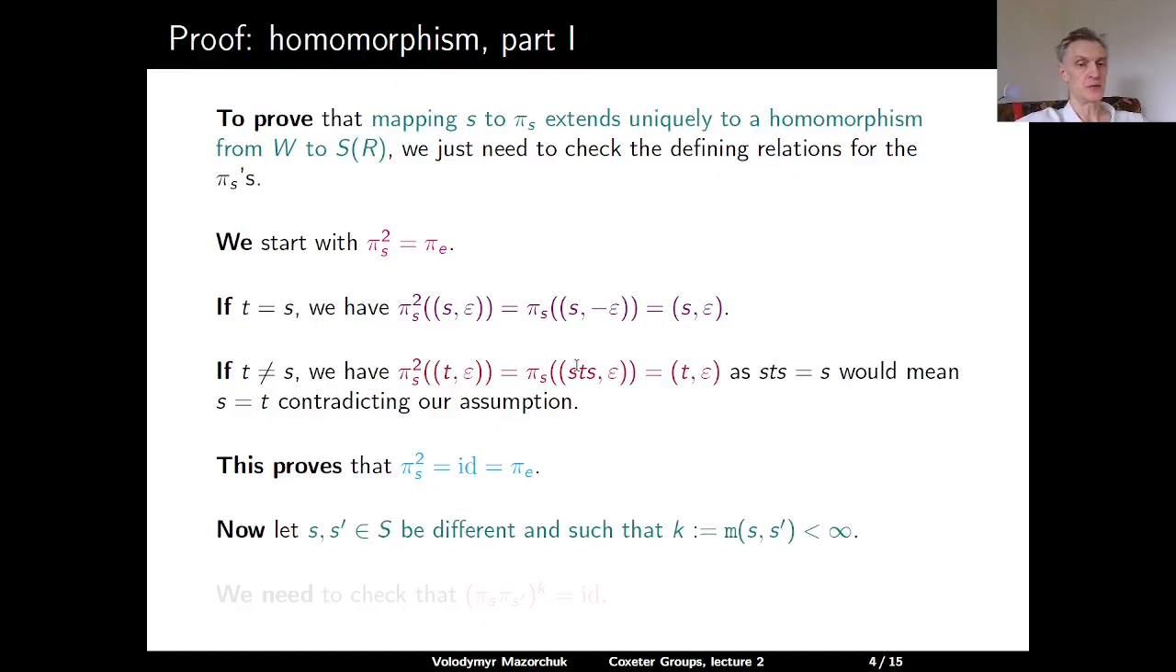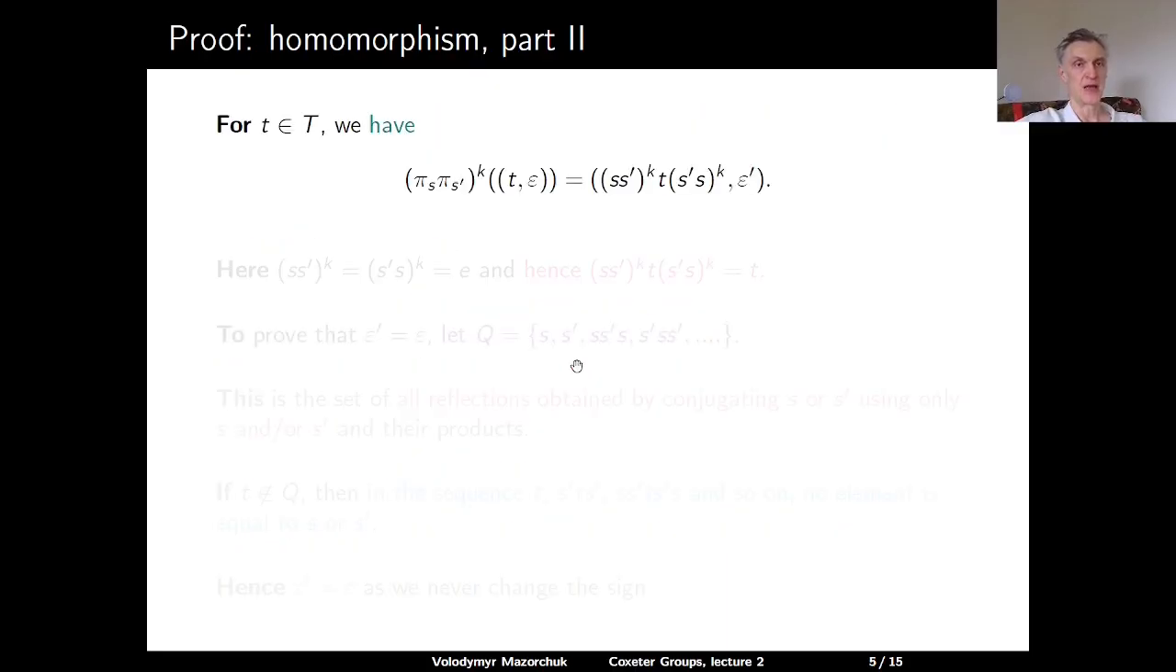Now, let s and s prime be two different elements in S, and assume that the value of the Coxeter matrix M at the pair (s, s prime) is k and is finite. We need to check the relation that pi_s after pi_s prime to the power k is equal to the identity. So for a reflection t, we have that pi_s prime to the power k applied to (t, epsilon) gives us (s prime to the power k times t times s prime to the power k, and then some sign epsilon prime).